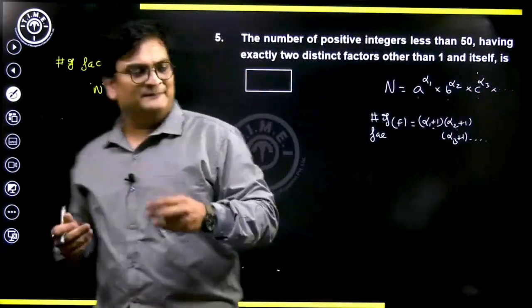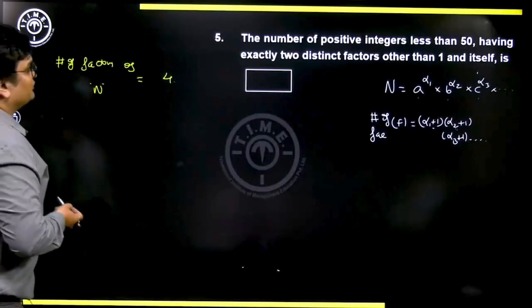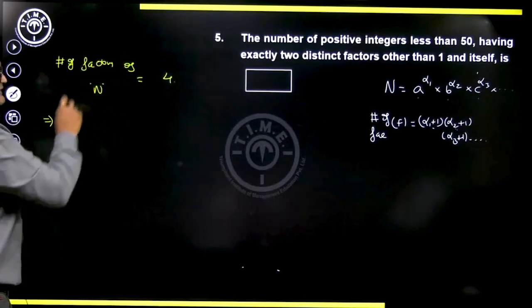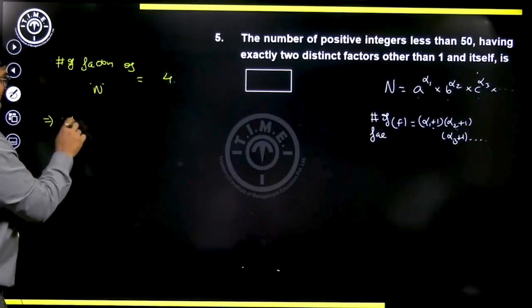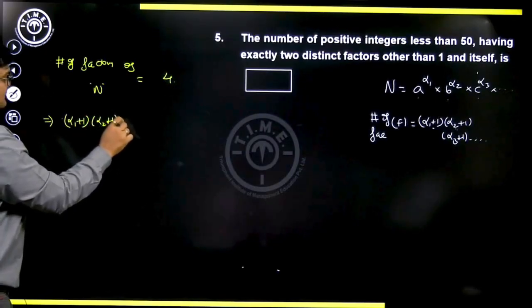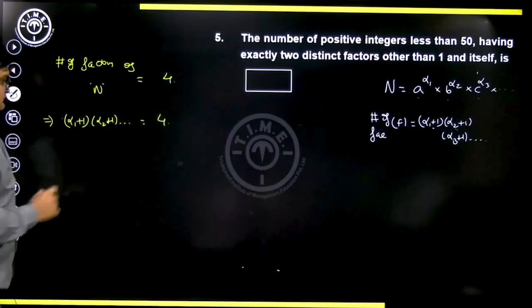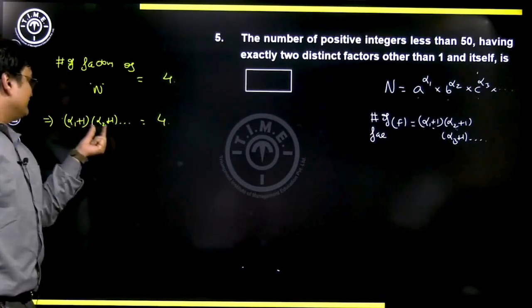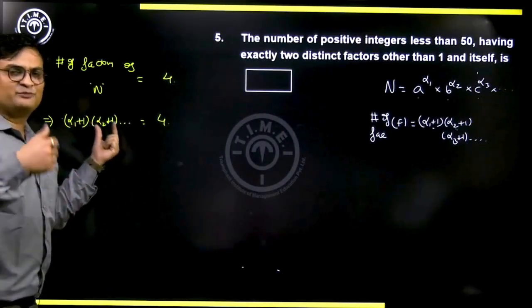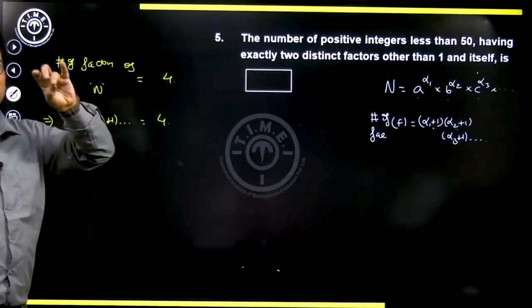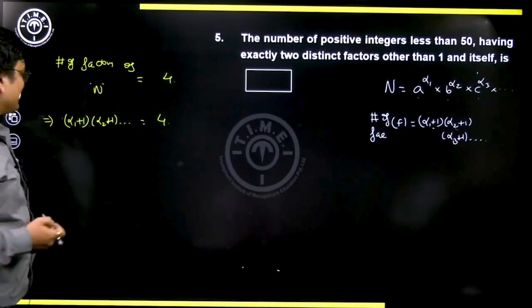So how can we answer it? Let's try to look at it. So this left hand side number of factors expression, alpha 1 plus 1, alpha 2 plus 1 and so on, should be equal to 4. Now in how many ways can we have the product of these brackets, alpha 1 plus 1, alpha 2 plus 1, alpha 3 plus 1 etc. equal to 4, where we know alpha 1, alpha 2, alpha 3 are natural numbers? In how many ways can we write it?